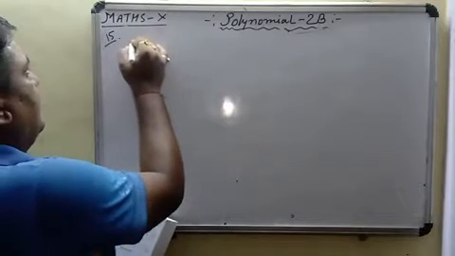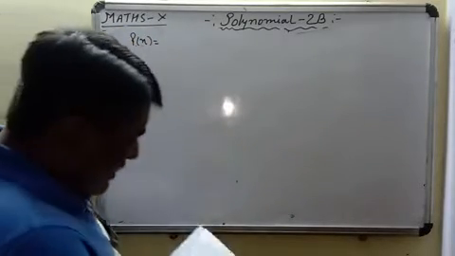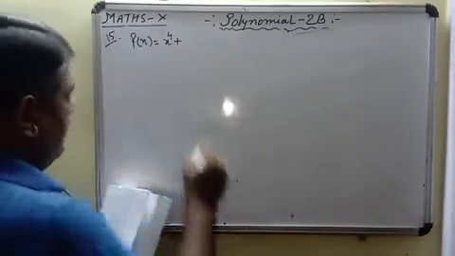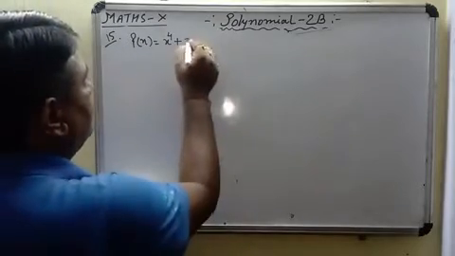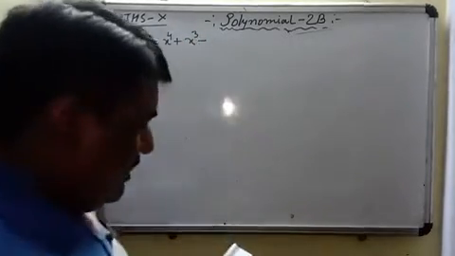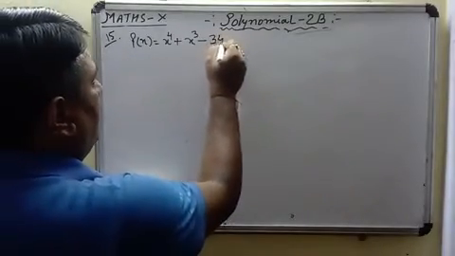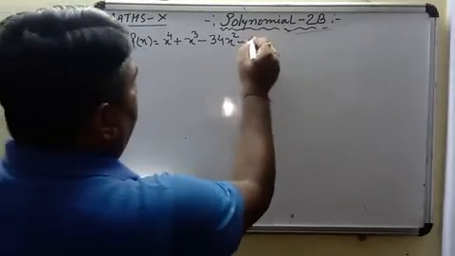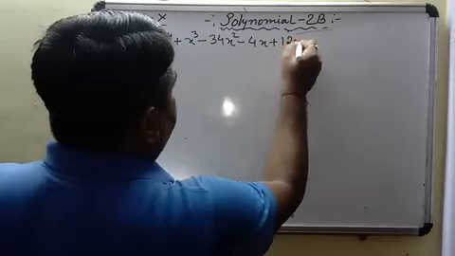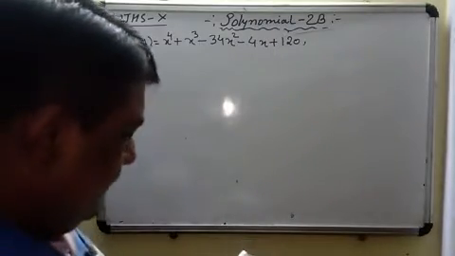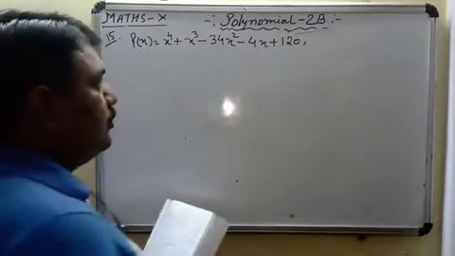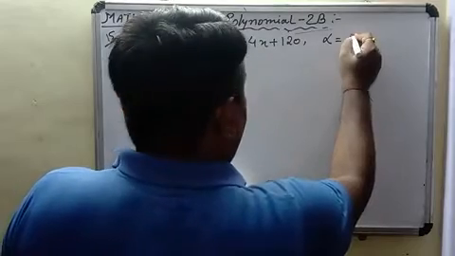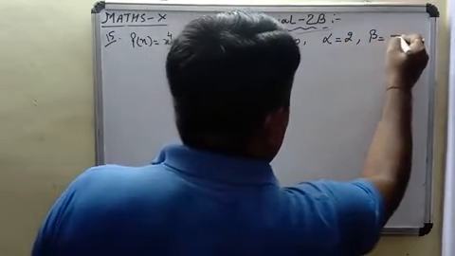Question number 15 is saying there is a polynomial which is equivalent to x power 4 plus x cube minus 34x square minus 4x plus 120. It is having two zeros. This polynomial is having two zeros. The first zero is alpha, it is 2, and the second zero is beta, that is minus 2.